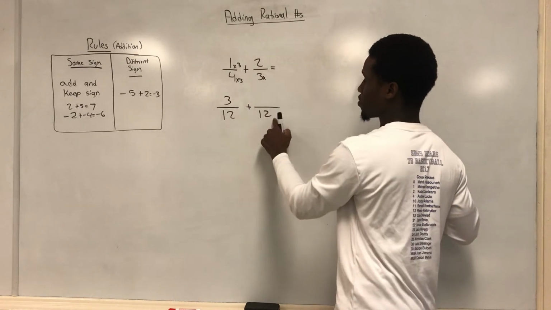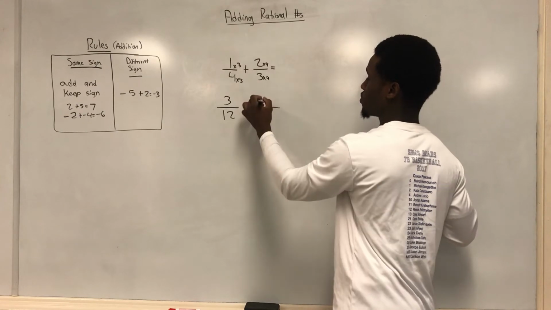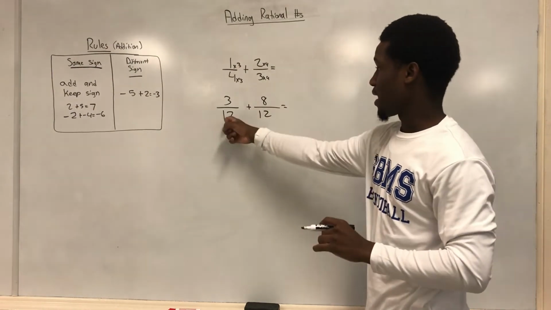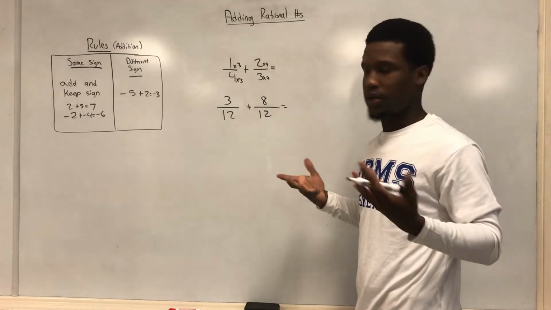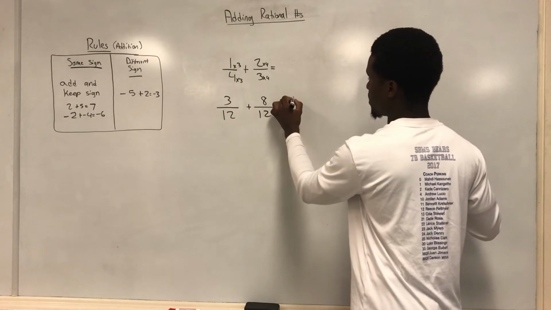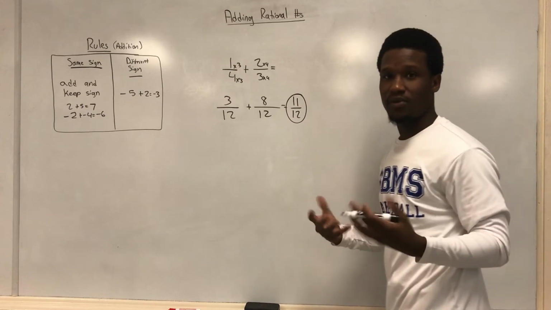Now, 3 times what number equals 12? 3 times 4. 4 times 2 is equal to 8. These are equivalent. They are the same. Now that my denominators are the same, I can go ahead and add. 8 plus 3 is going to be equal to 11. So my final answer will be 11/12.